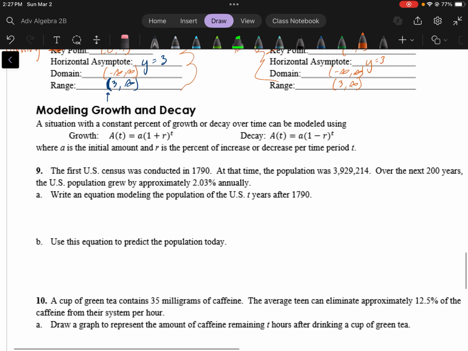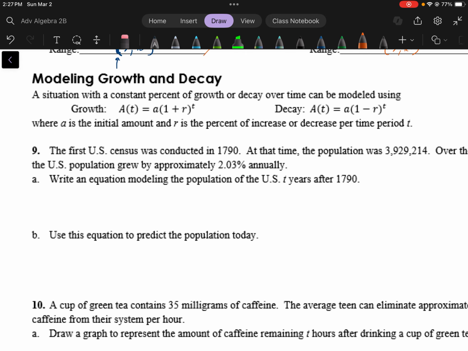Okay, so modeling growth and decay, we can use some different equations to represent kind of what's happening without necessarily going through the whole graphing process.